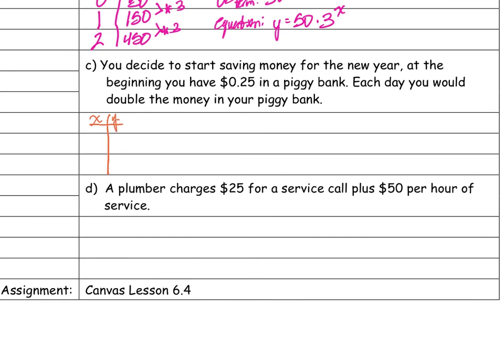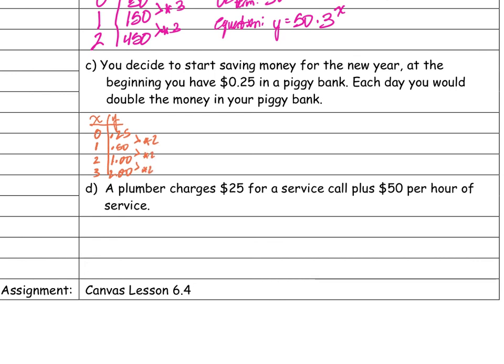So I decided to start saving money for the new year. At the beginning, I have 25 cents. So I have 0.25 in my piggy bank. Each day, I want to double the money I have in there. So the next day, I double it, and I have 50 cents. And the next day, I have $1. And the next day, I have $2. Right? So I'm doubling it. That means I'm multiplying by 2.